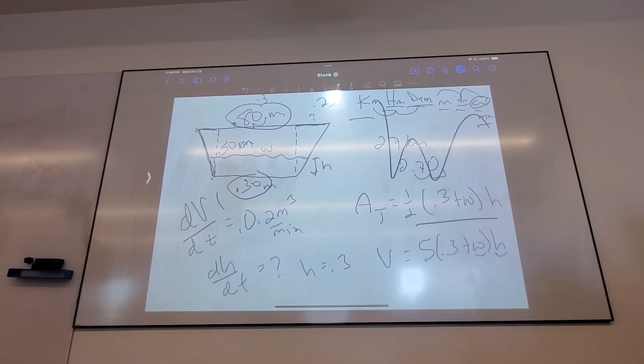Is that enough to keep going? I want to leave you something. Would we figure out the W from the volume? Say again, to get rid of W? You have to get a relationship between H and W.